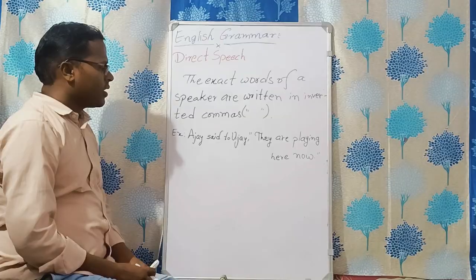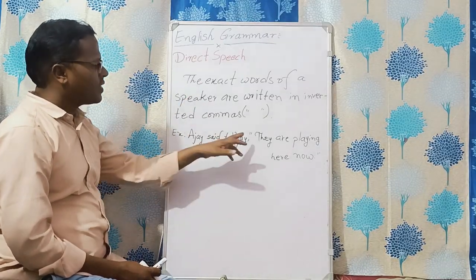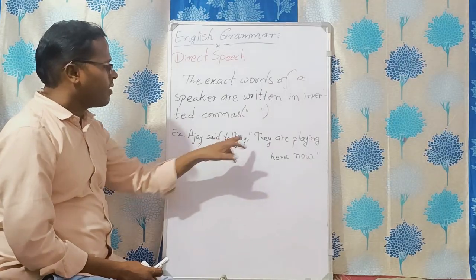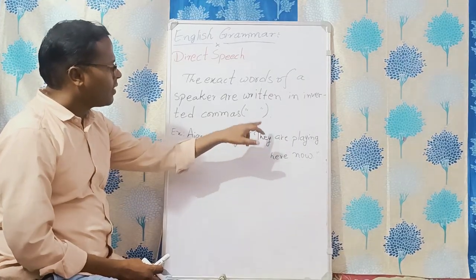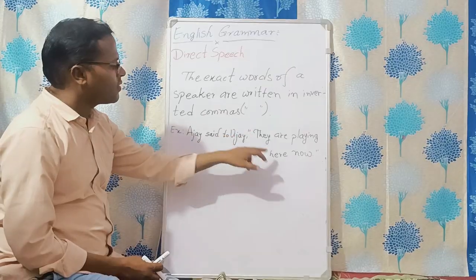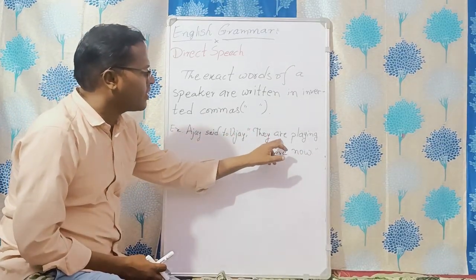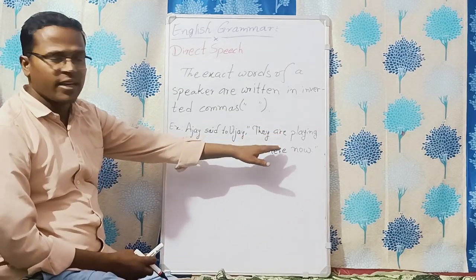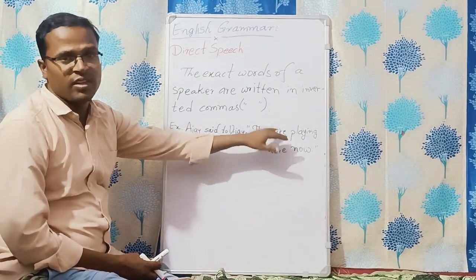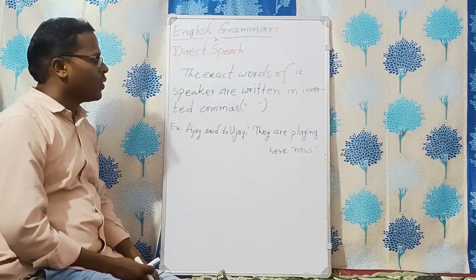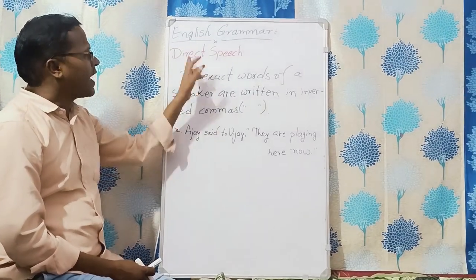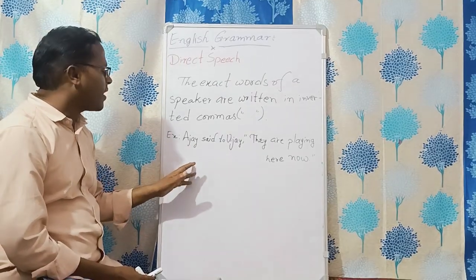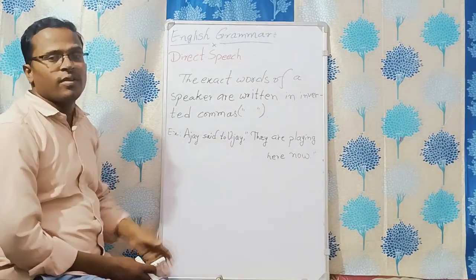According to the definition, the exact words of the speaker, meaning Ajay, are written in the inverted commas. These are the inverted commas. So Ajay said, they are playing here now. The exact words of Ajay we have written here in the inverted commas. So this is direct speech. Here we have to identify the speaker and the listener.